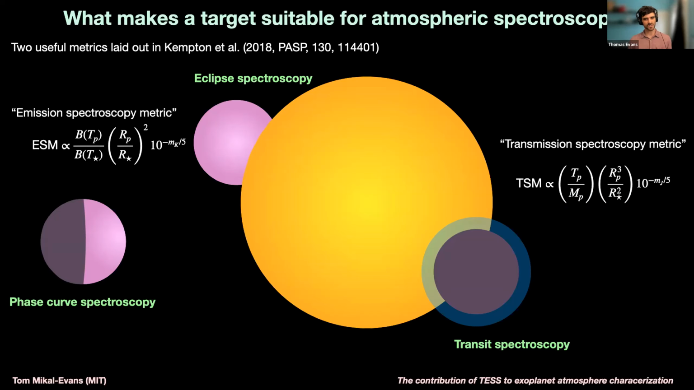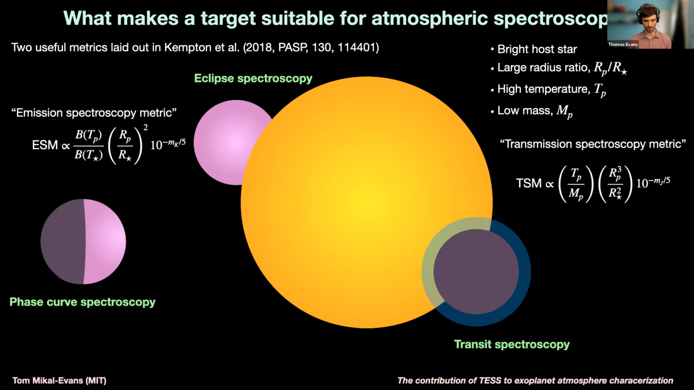Both metrics also scale with the magnitude of the host star, because this determines the signal to noise with which we can measure a relative change in the intrinsic system brightness caused perhaps by an atmospheric signal. So broadly speaking, for atmospheric characterization, we can expect the highest signal to noise for systems with a bright host star, a large radius ratio, a high planetary temperature, and a low planetary mass.